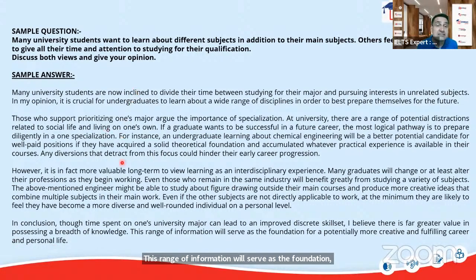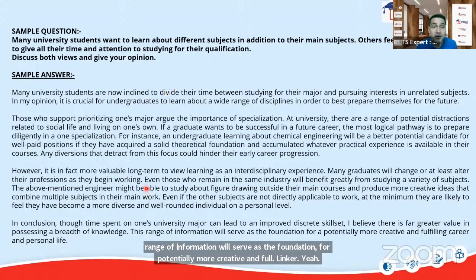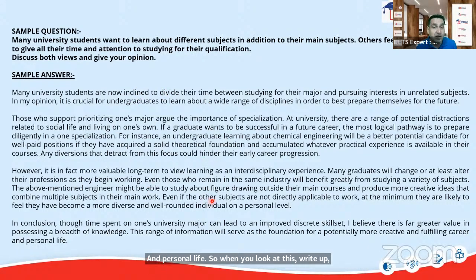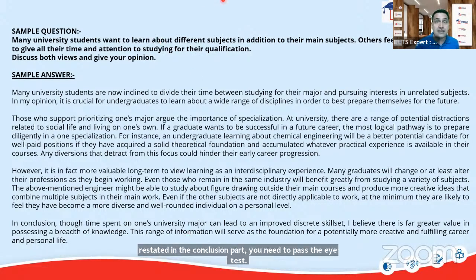So when you look at this write-up, it has 4 paragraphs. The main points in body paragraph 1 and 2, and the introduction and conclusion are concise, or short. You have stated your opinion in the introduction and restated it in the conclusion. You need to pass the eye test. If you cover one aspect more than the other, it would result in a low score.